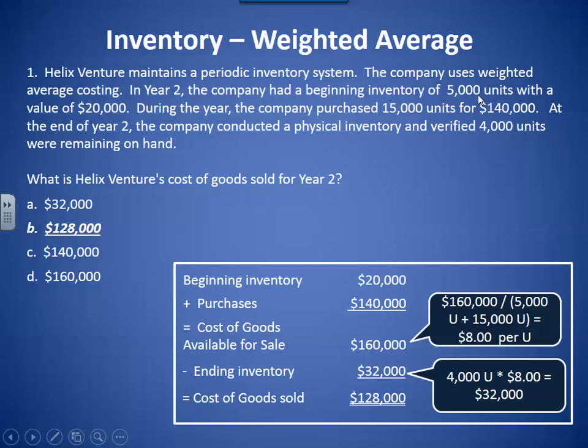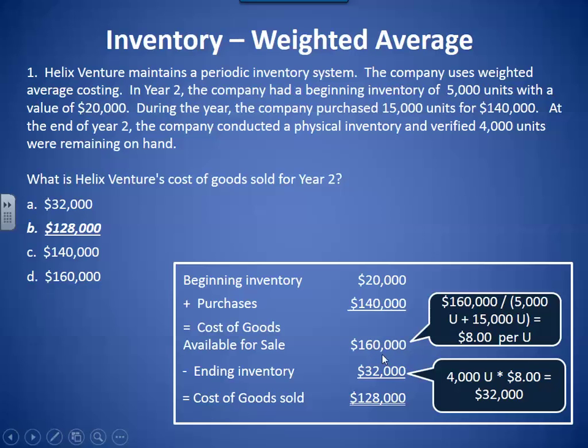of $20,000. So again, we're going to use our classic periodic inventory formula. Beginning inventory plus purchases equals total cost of goods available for sale minus ending inventory equals our cost of goods sold. So again, we say our beginning inventory is equal to $20,000 and that amount is inserted there. We also know that we purchased 15,000 more units for a total of $140,000. So we add that $140,000 as our total purchases during the accounting period.